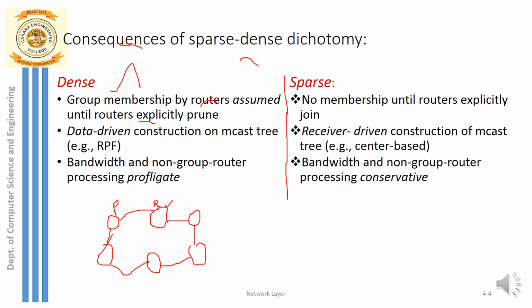So what is that prune message? Pruning is nothing but removing. So they are removing themselves from the multicasting group. If this router doesn't want to be in the multicasting group, or this router doesn't want to be in the multicasting group, then these two routers will explicitly send the pruning message, which means they are removing themselves from the multicasting group. So you call that pruning.